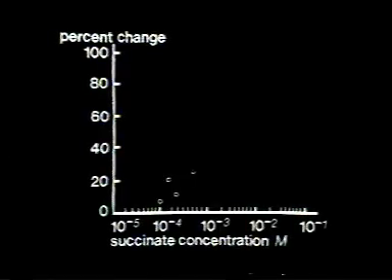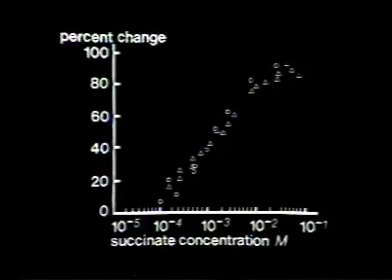And as you can see, the change starts at 0 and rises to 100% as we add about 10 to the minus 2 molar succinate, with the midpoint being in the neighborhood of 10 to the minus 3 molar succinate. Now if we plot on the same scale the percent change in absorbance, we see that the set of points is almost exactly superimposed on the first set, with the result that a single curve fits both sets of data.